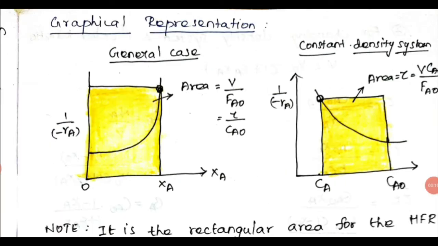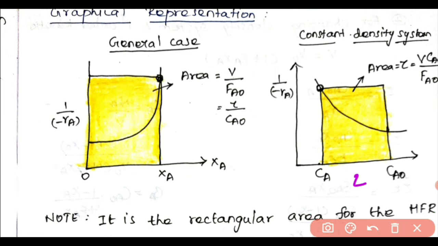Okay, next we will see graphical representation of mixed flow reactor. Graph 1 is for the general performance equation of the mixed flow reactor. Here your x-axis is conversion, 0 to Xa, and your y-axis is 1 by minus Ra, then the area is V by Fa naught or tau by Ca naught.